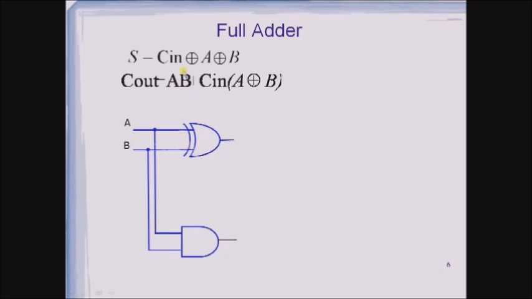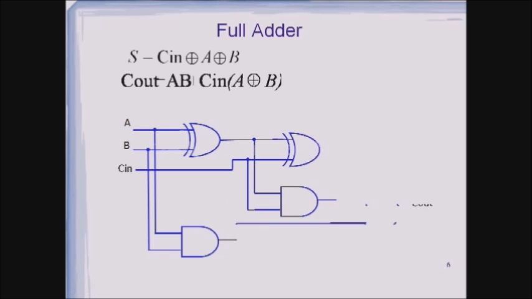Now we are implementing these expressions with the help of logic gates. We are implementing this with the help of 2 half adders, and this is how we implement it. This is one half adder and this is one half adder, along with one OR gate, which will give us sum as well as carry out for the full adder.